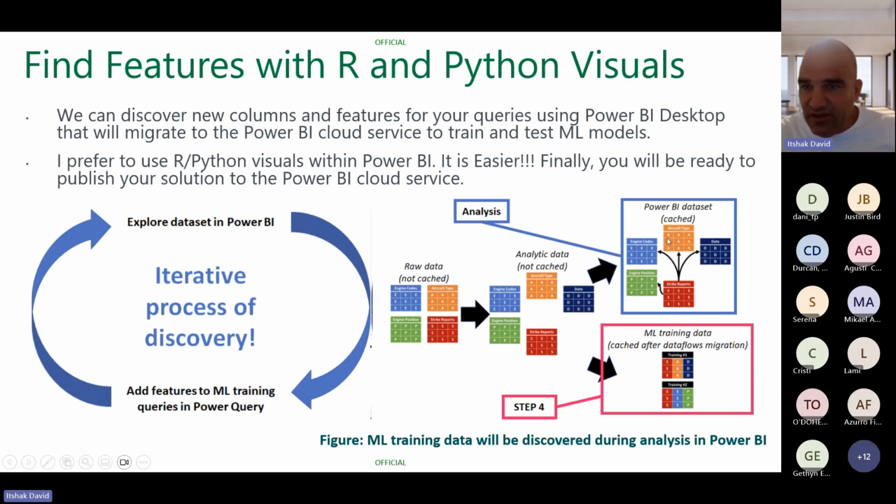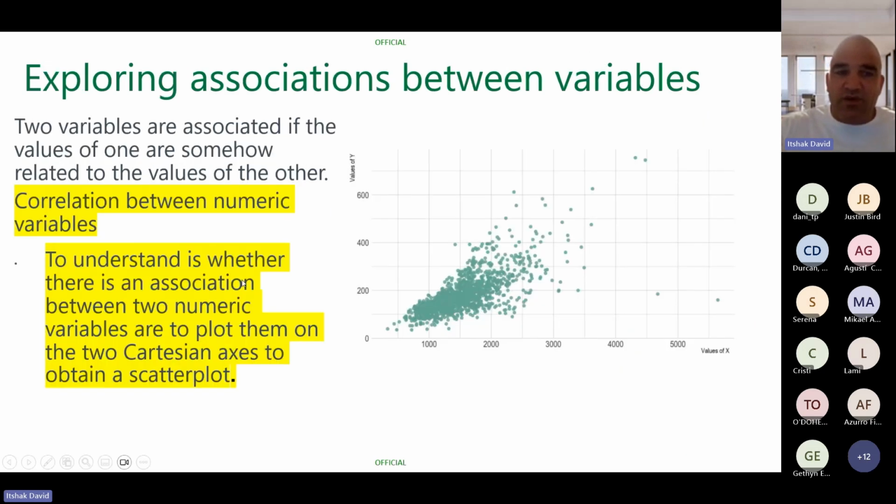In this phase, you take the raw data, shape the data, and then create your data model. You can see it here. And now you want to find features from your data model for the ML training. So what is association between variables? Correlation between numeric variables. To understand whether there is association between two numeric variable features, you have to plot them on a graph and see the connection.